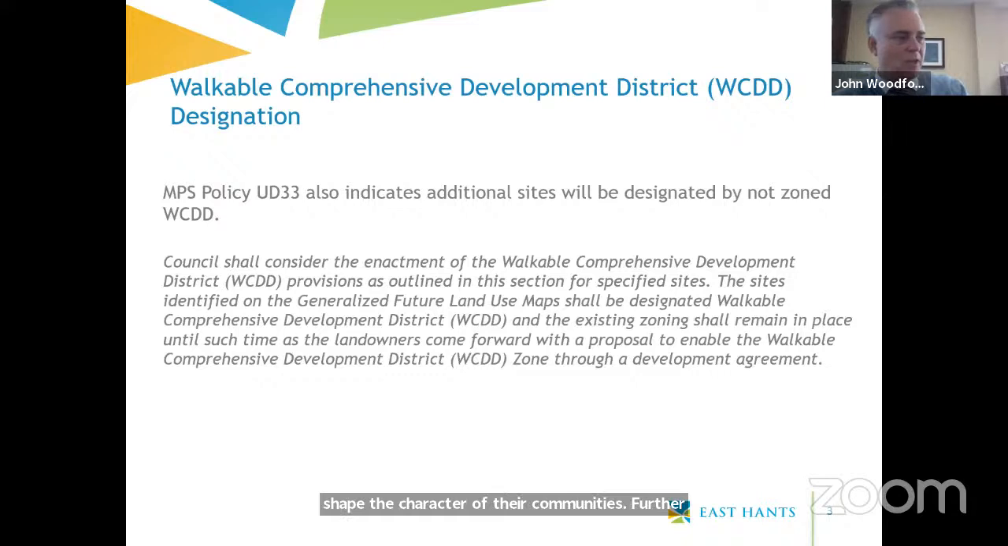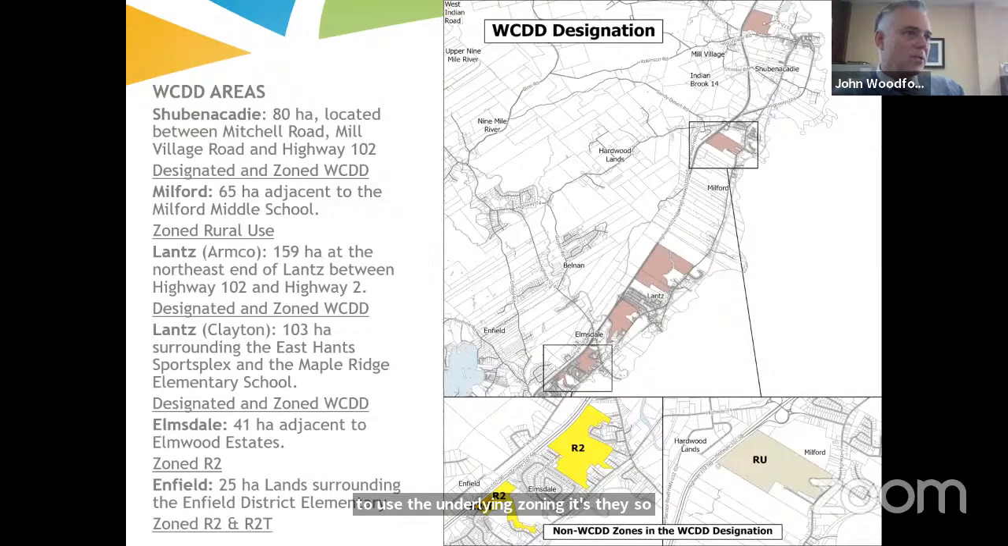Further on in that section of the MPS, there is a policy that indicates council may designate something CDD, but actually zone it elsewhere. And that's the UD 33 policy, where it basically says you're going to leave the zone in place until such time somebody comes forward with a proposal to do a CDD DA. And obviously that leaves them the flexibility to use the underlying zoning if they so choose. So these are the 6 sites in the corridor that are designated CDD, and I'll just quickly go through them.